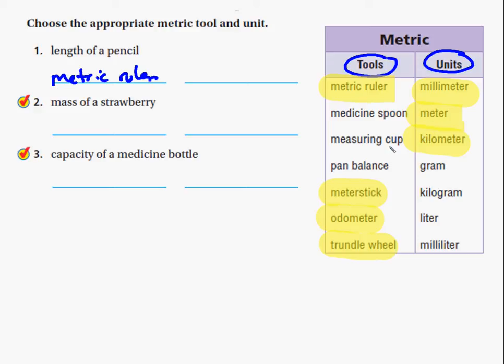Kilometer, well, that's like 3/5 of a mile. That's way too long for a pencil. So I would say millimeters for this one. MM is the abbreviation.